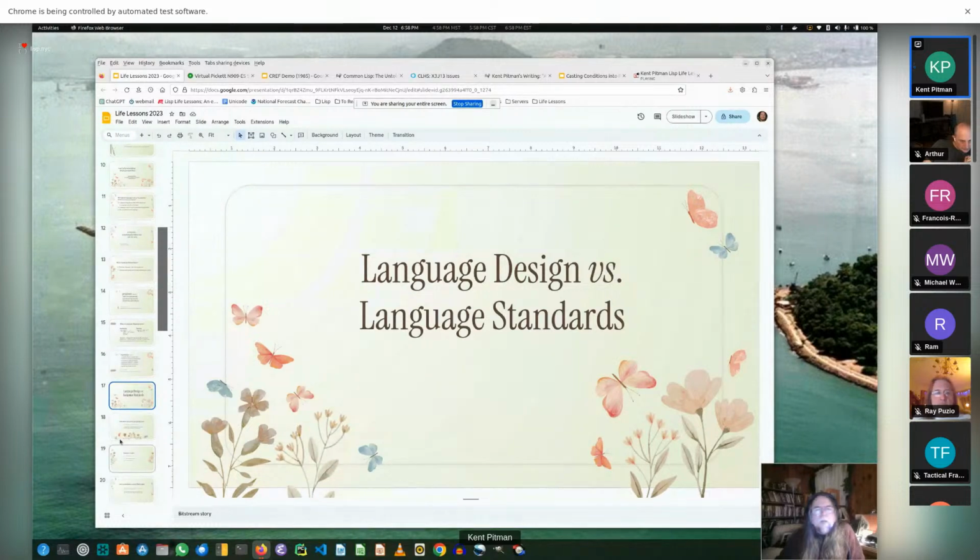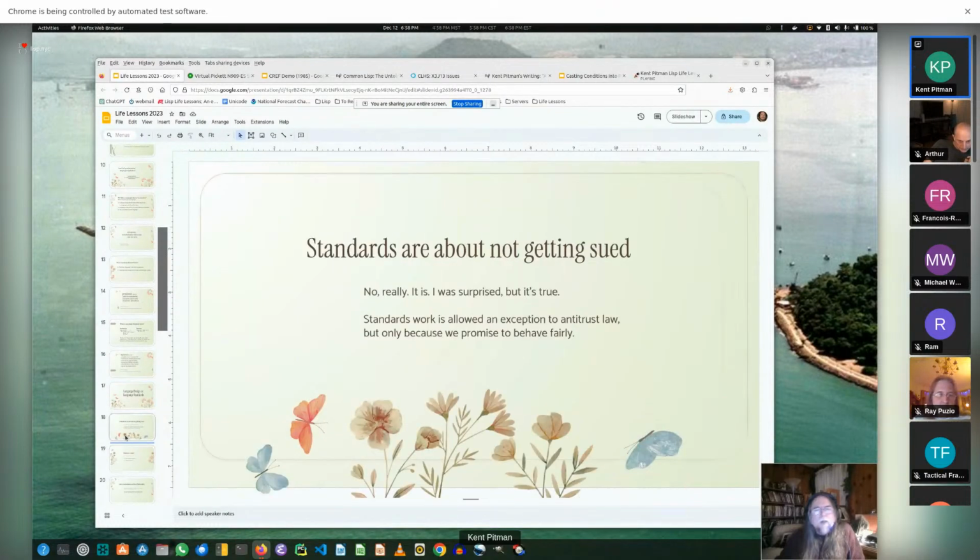So I'm going to start talking a little bit about language design versus language standards. We did talk about this a little bit before, so I'll rush through. I do want to point out that standards are about not getting sued, which is maybe not the first thing you think about when you think about standards.